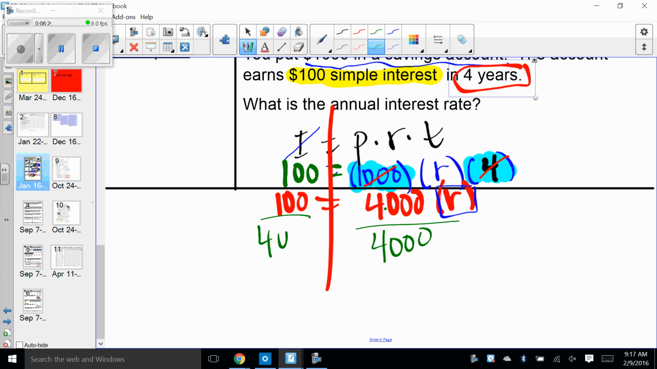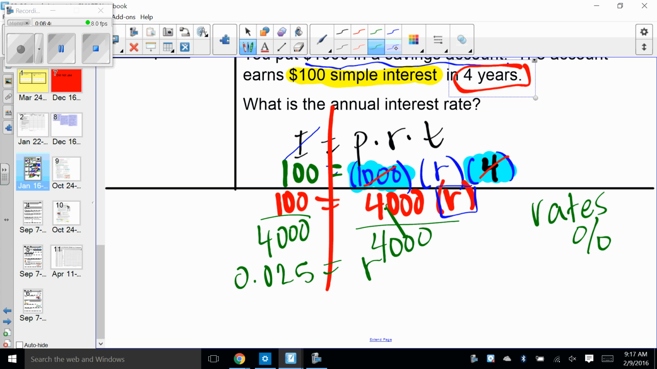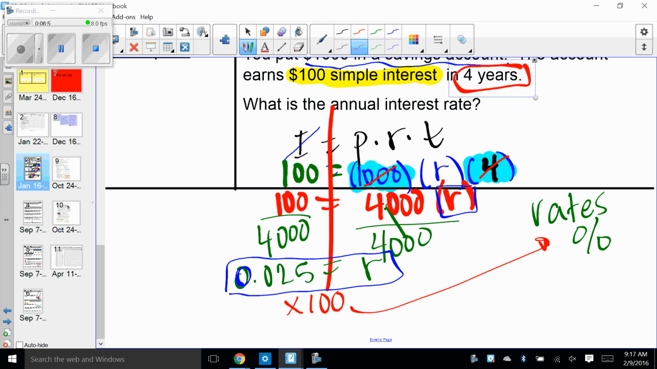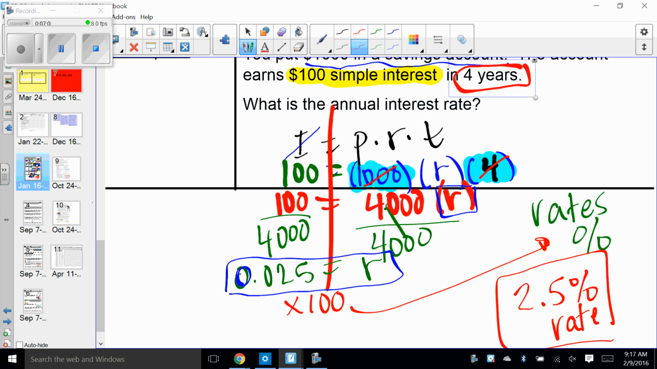On the left-hand side of the equation, we have 0.025. On the right-hand side, we have the variable r. So we got the r alone. The goal, though, is that rates are percentages, and right now I just have a decimal here. How do I get from a decimal to a percent? You should know from 6th grade math that you multiply that by 100 to convert to a percent. So 0.025 multiplied by 100 would be 2.5%. That is the rate that the bank is going to pay you. 2.5%. That's what we're looking for.